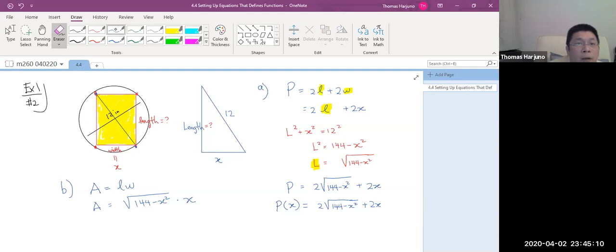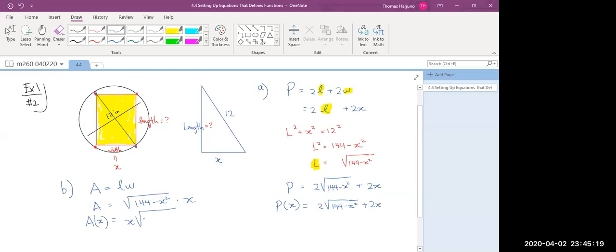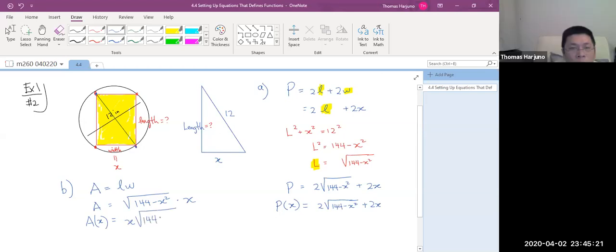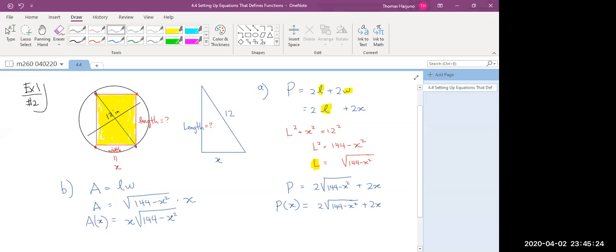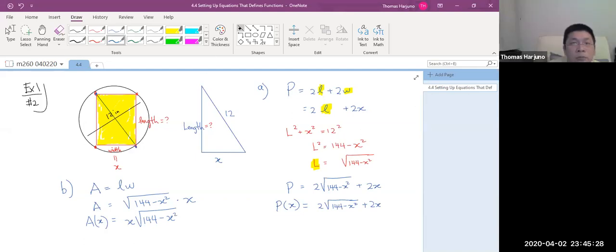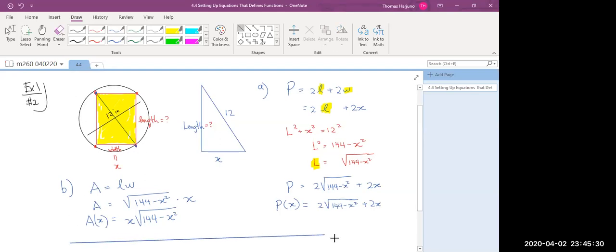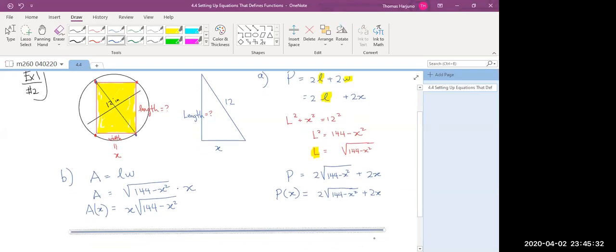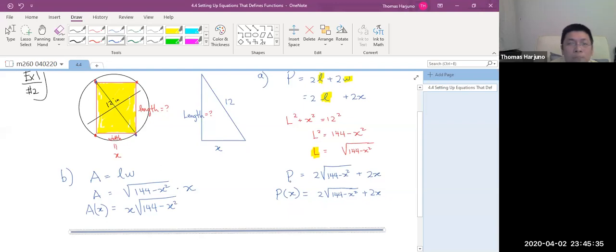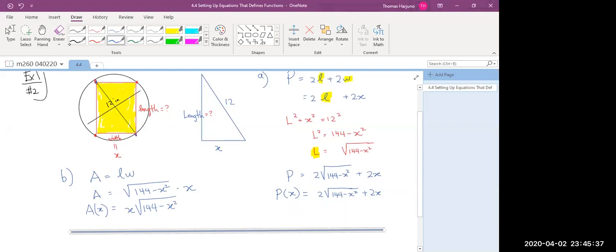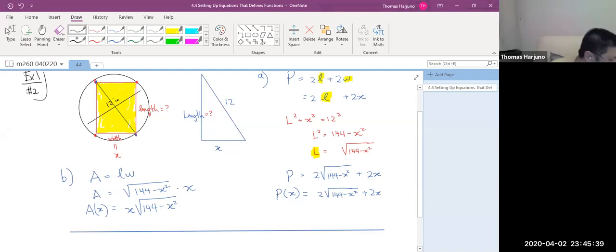Okay, now if I go back, because I need to write it as a function of x, then I have A(x) equals, let me write this x at the front, x square root of 144 minus x squared. That's for question number 2. Now, I hope you follow me in writing. Now let me go on with the next question, question number 4.